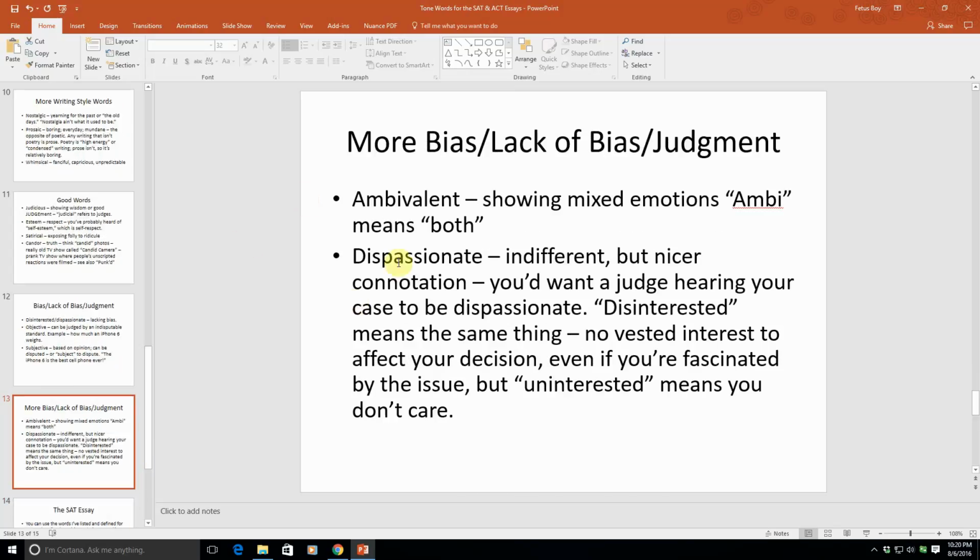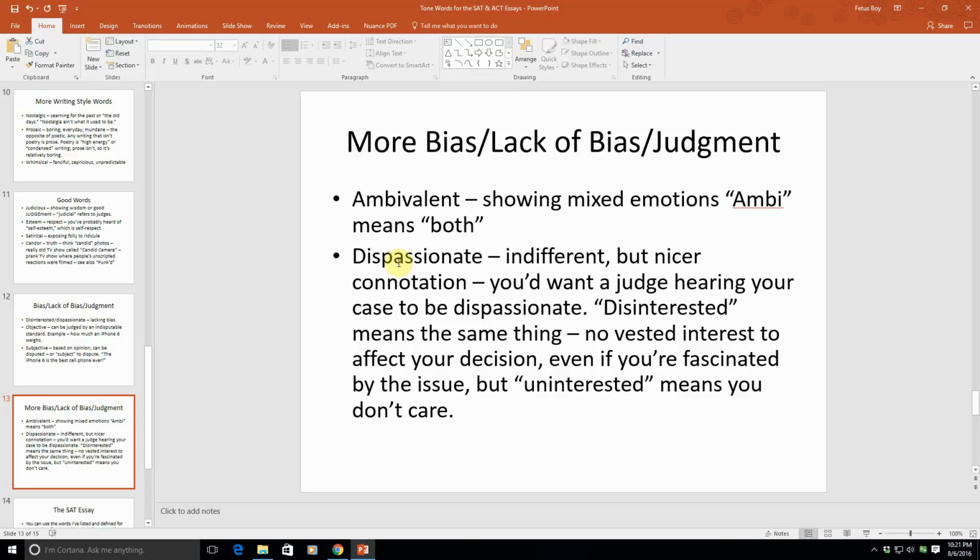So here are some more on bias or lack of bias or judgment. There's ambivalent. Ambivalent means that you're showing mixed emotions. Ambi means both. For example, if you're ambidextrous, you could be using the right or the left hand just as effectively. So ambivalent means that you have mixed emotions.